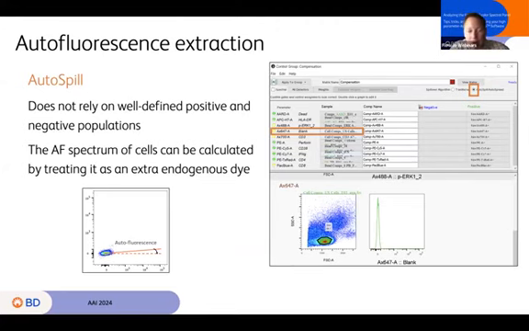AutoSpill and autofluorescence extraction can be used on beads, but because beads don't have any autofluorescence compared to cells, it won't hurt you, but I don't think it'll help you at all either.